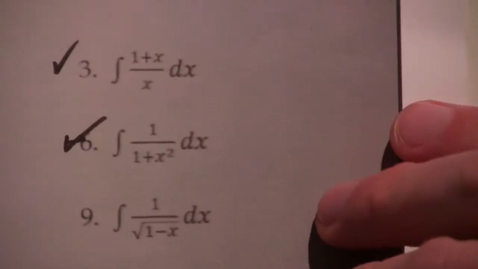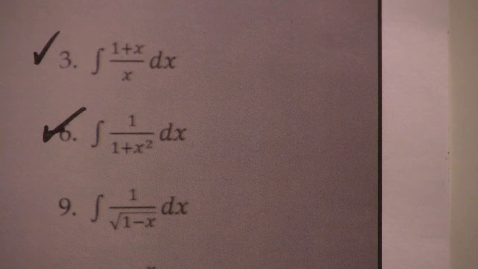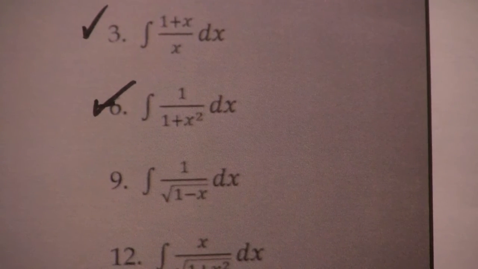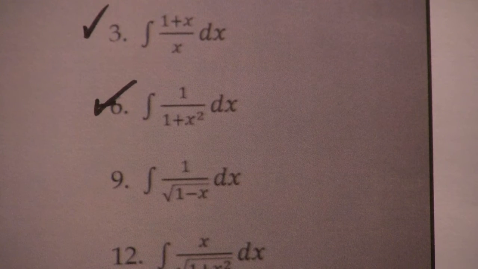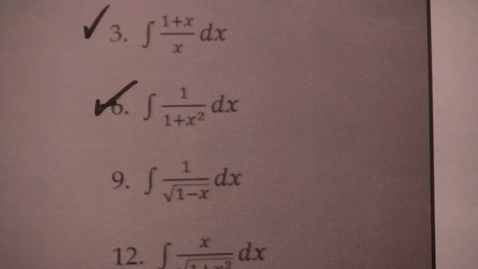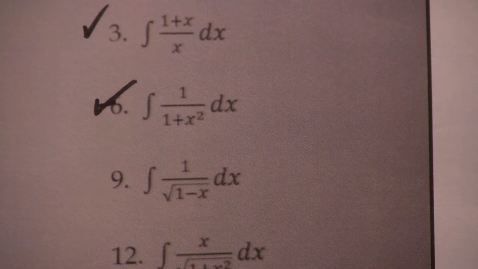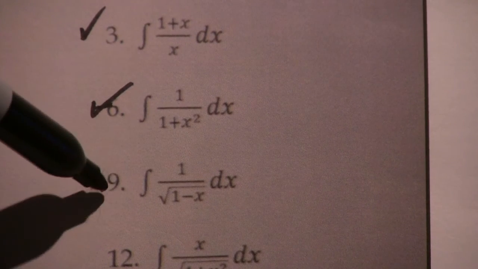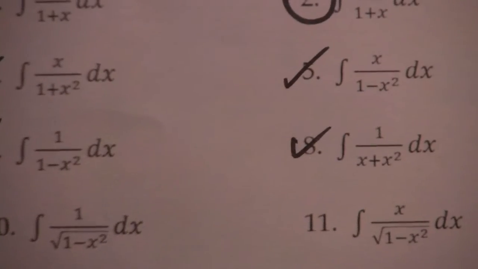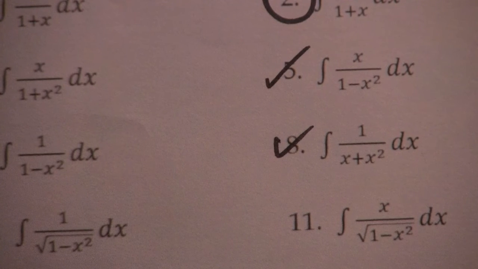Number 9 is dx over the square root of 1 minus x. I'm not sure how to do the square roots, but I'm going to guess this one's probably also partial fractions. I'm not too sure. Actually, just a u substitution would work fine. If you did u as 1 minus x, then it's just the reverse power rule. Very good.